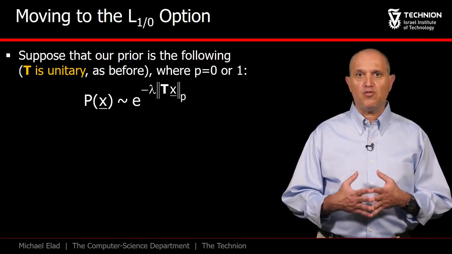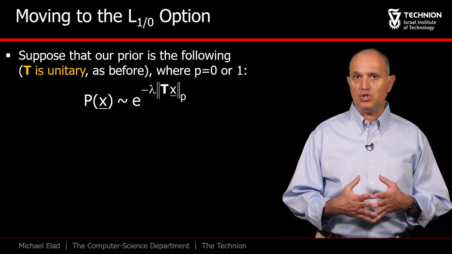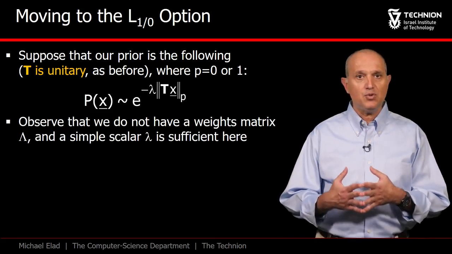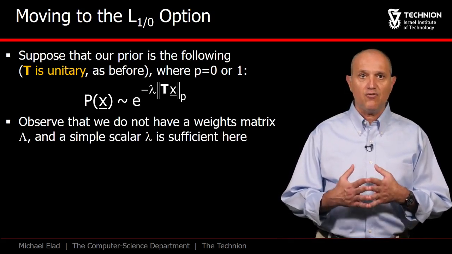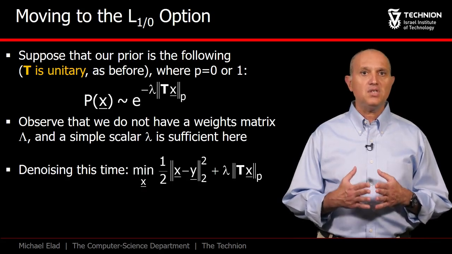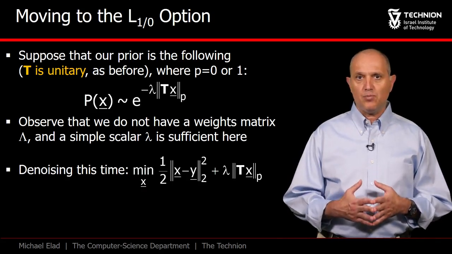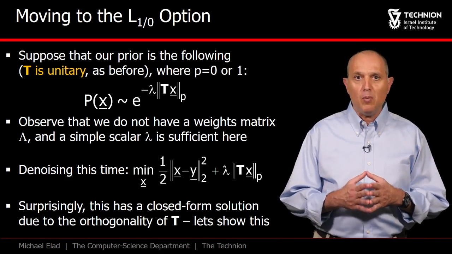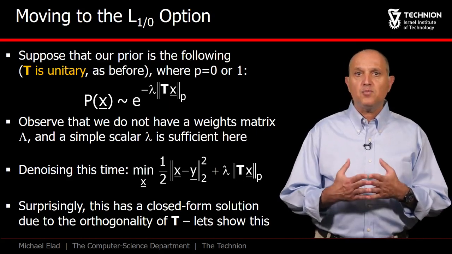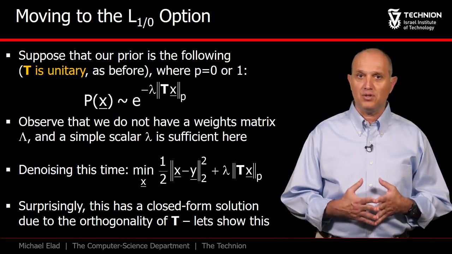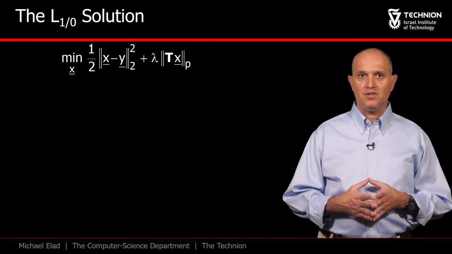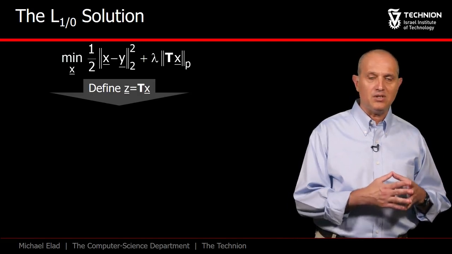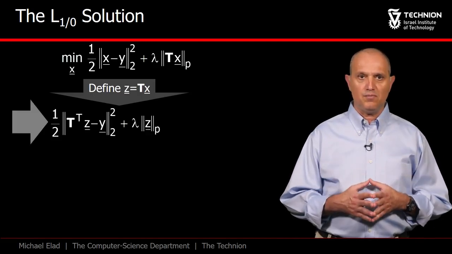This starts with the choice of a prior that avoids the L2. Instead, we shall use the L1 or the L0 norms. Observe that we use the same transform as before, but lambda vanished from our expression. Following the same steps as above, the denoising problem translates into this optimization task. While this may look much more complicated than what we got before, this problem too admits a closed form solution. Let's derive it. This is the function to be minimized. By defining z to be equal to T times x, the problem changes into this form.